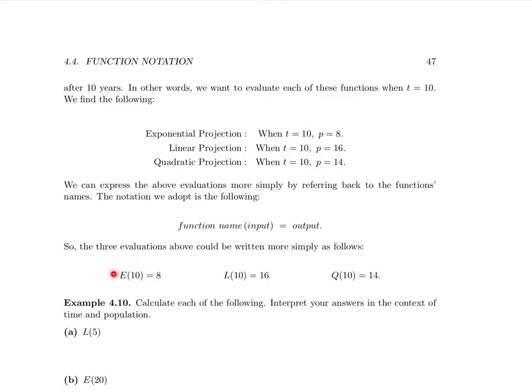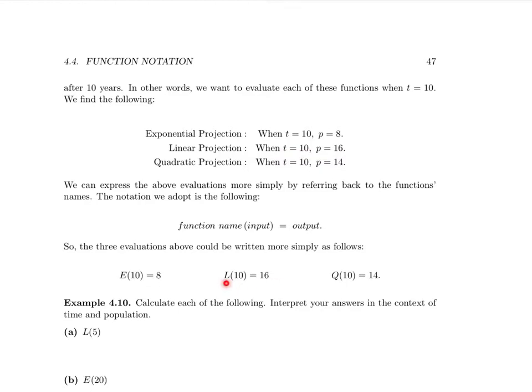This is the output of the function e when 10 has been put into the function. And so we say that that output is equal to 8. Now let's look at the next projection, the linear projection. We know when we put 10 into the linear function, we get 16 coming out. The linear function has a name, L. That was what we gave it. So I could write this statement right here as follows.